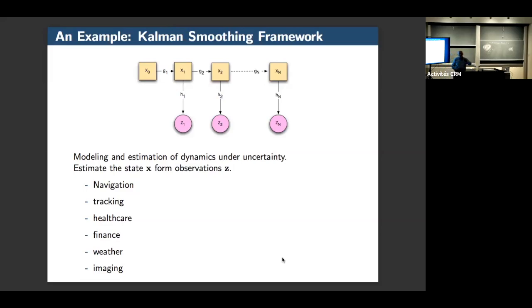Okay, but you never get to see the state. All you get is the result of applying some function to the state, and you get an observation. So the Z's are the observations. Knowing the observations, the functions H and the functions G, can you recover the state?